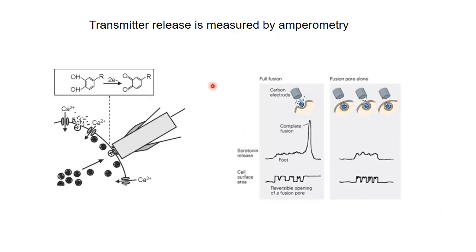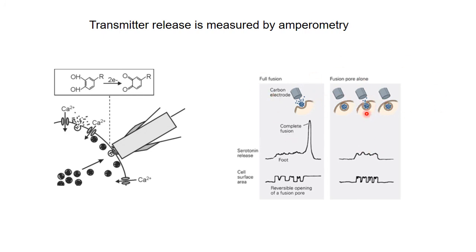So this is something I want you to work on at home. We talked about how transmitter release can be measured by amperometry. Remember, this is a carbon fiber. And again, this is still a reaction that occurs, so it can be oxidized, and you can measure the current. So this is an example of release, and then presumably you can put it right next to the cell to sense the amount of neurotransmitter release.